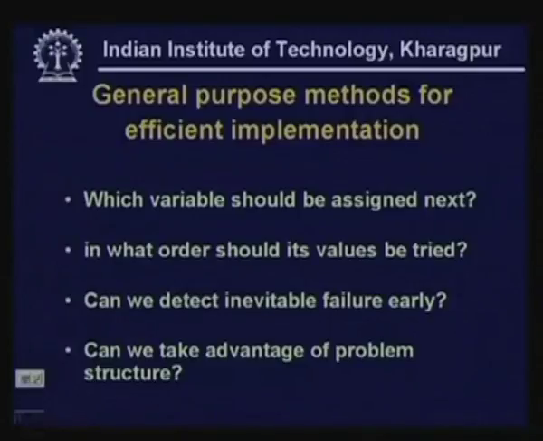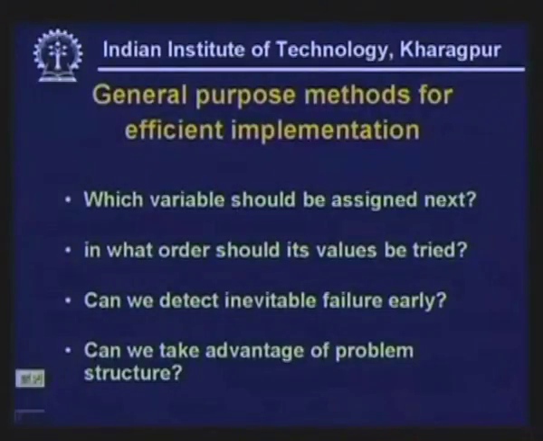So, this is a heuristic which might, so if we take a proper order of the variables, we might end up reaching the first solution much faster. And then once we pick a variable to assign values to, we will be considering in what order should we assign values to these variables. Then we will look at other questions like, can we detect inevitable failure earlier?